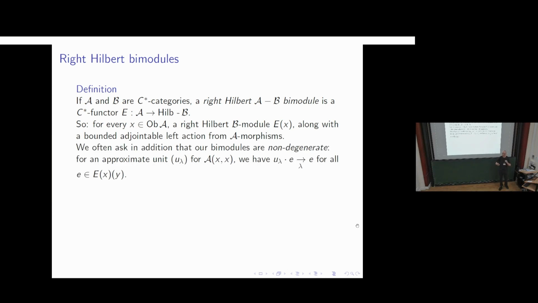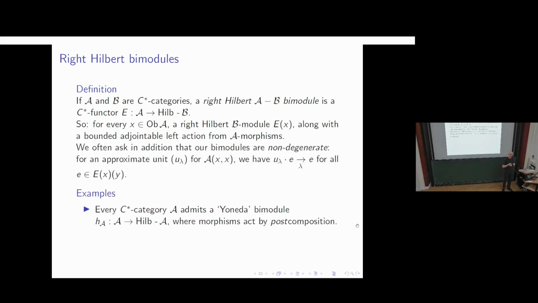You can say the images of the actions are dense in the thing, or you can say that if you have an approximate unit for an endomorphism algebra in your first category, then acting on the left on something in your bimodule should get you back, in the limit, the original element. Okay. Some examples of bimodules.